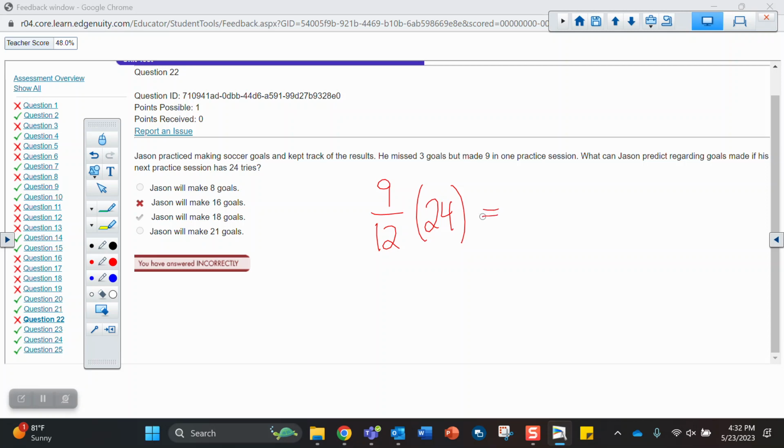That's really similar to the cross multiplying I was showing you earlier. You can just do 9 divided by 12, which is 0.75, multiply it by 24, and we will get 18 as the predicted number of goals. Okay, so that's the test.